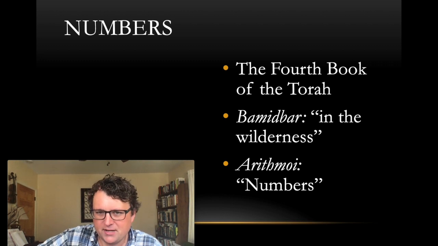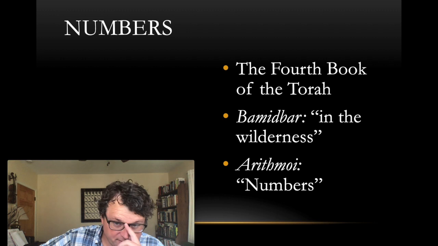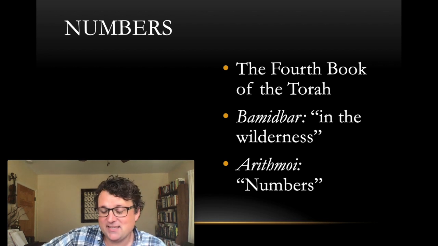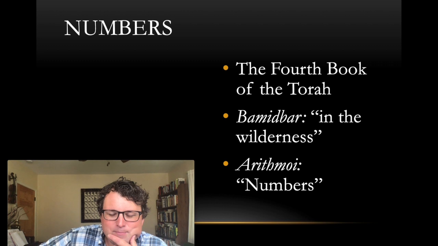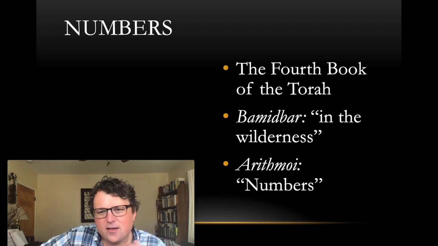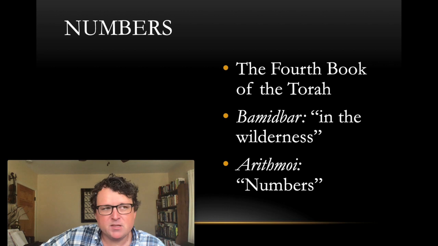Another traditional name for the book of Numbers is Bamidbar. You can see this Hebrew word here. In Hebrew, the ba part is the inseparable preposition, which means in or at the time of. So here we go: in, and then midbar, which means wilderness. In the wilderness, Bamidbar. This is the traditional Jewish way of describing the book of Numbers. It begins with that phrase, Bamidbar, in the wilderness.